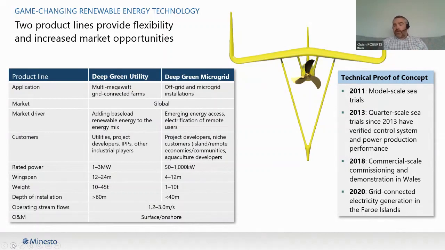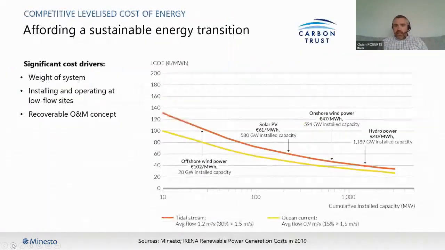And moving forward, just to talk a little bit about the technical proof of concept that's been going on over the last few years in Minesto, moving from that 2011 date for model scale sea trials to commercial scale trials in 2018, and grid connected export of power in 2020. Move forward, please. Next slide. And the interesting thing there, people have been talking about levelized cost of energy in the previous presentations. So we believe that we can bring that down quite significantly.